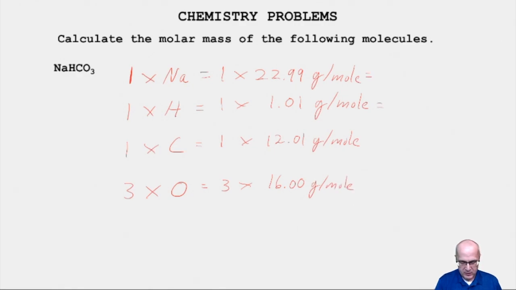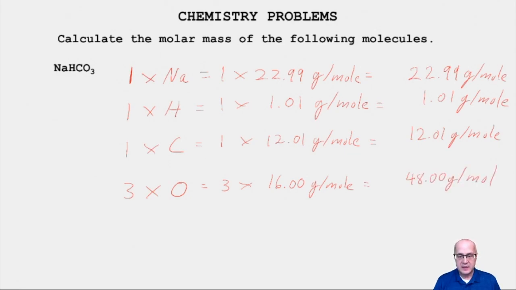Now we're going to multiply through. 1 times 22.99, of course, is 22.99 grams per mole. 1.01 grams per mole. Again, this is one of those nice formulas where most things are multiplied by 1. 12.01 grams per mole. And 48.00 grams per mole, 3 times 16. Now, let's add everything up.